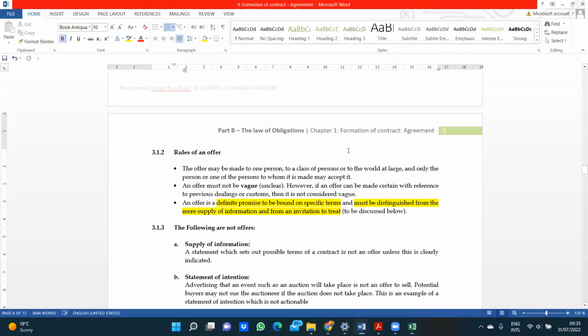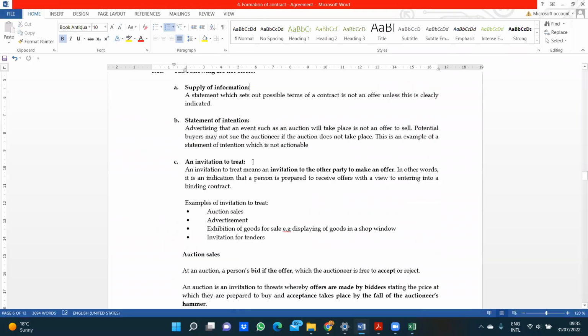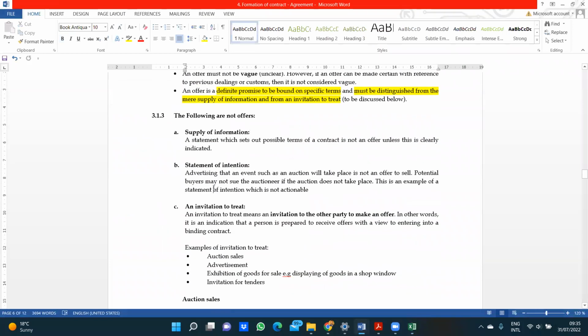Now let's move forward. The following are not offers. We just see here supply of information and invitation to treat. Supply of information is a statement which sets out possible terms of a contract. It is not an offer until it is clearly indicated.